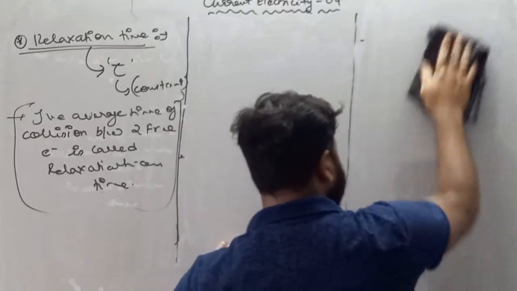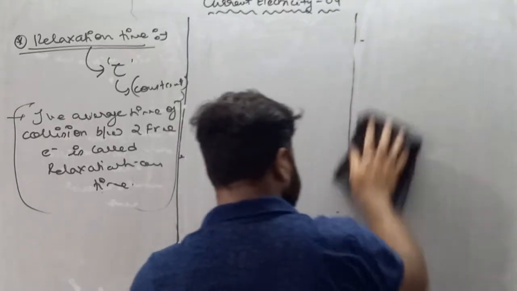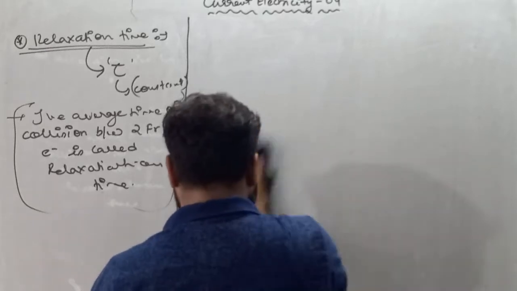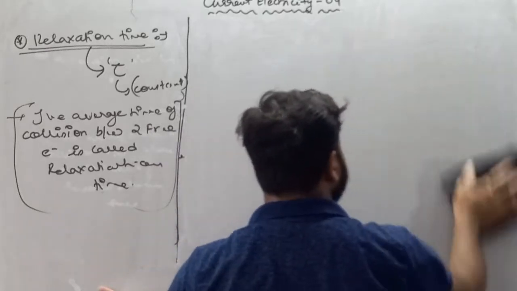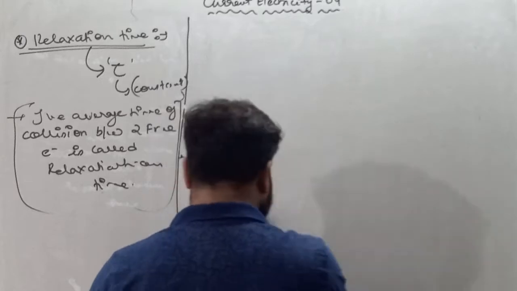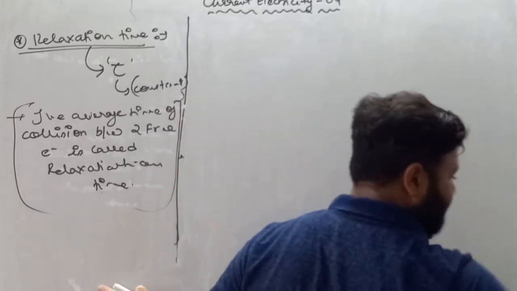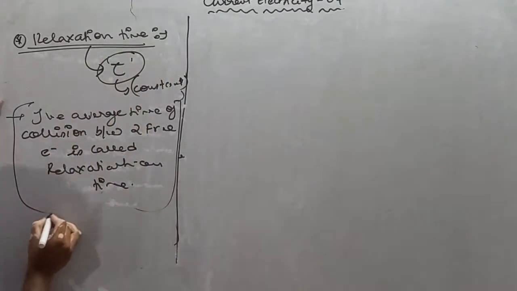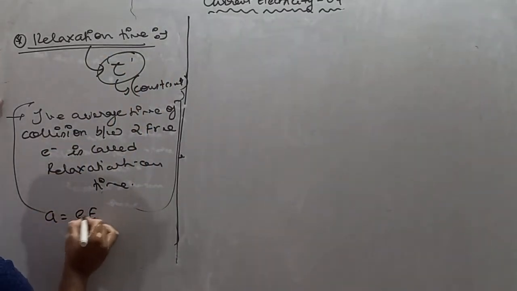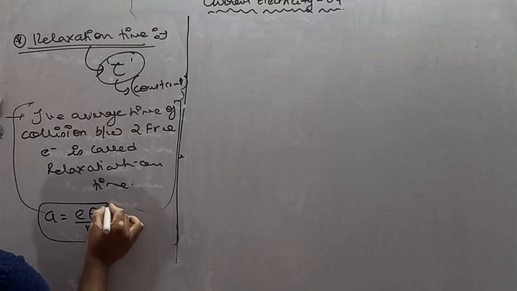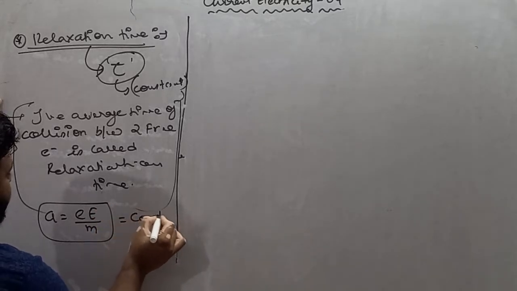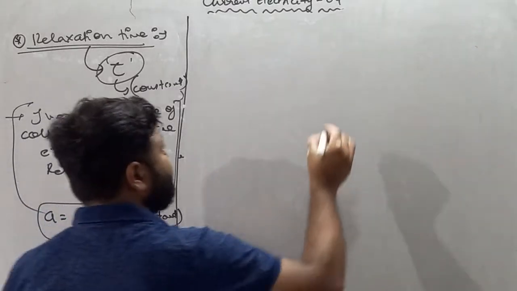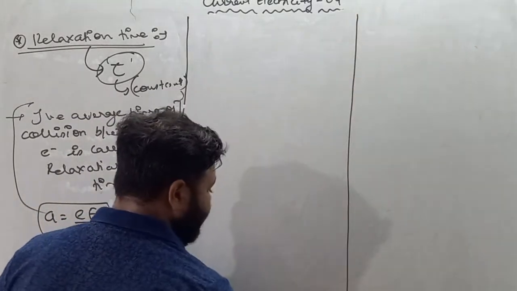The acceleration of a free electron is E by m. That acceleration is constant. It means every free electron carries the same acceleration, E by m. So acceleration is constant, and collision time is also considered to be constant. This acceleration is achieved by all the free electrons present inside the conductor.